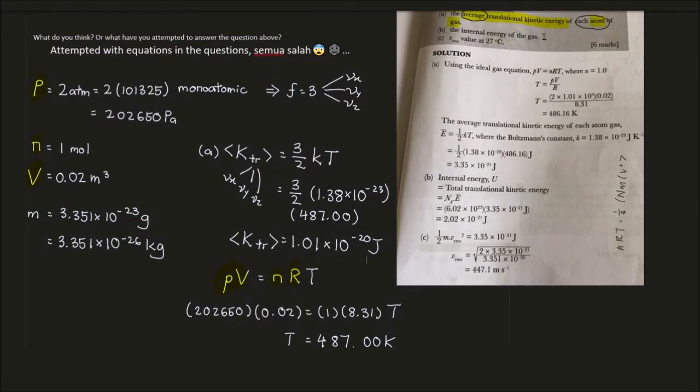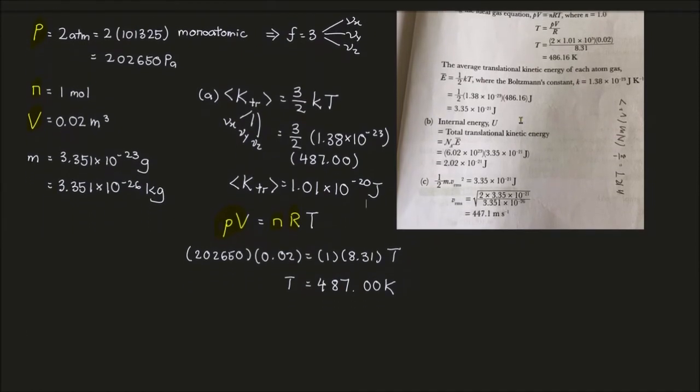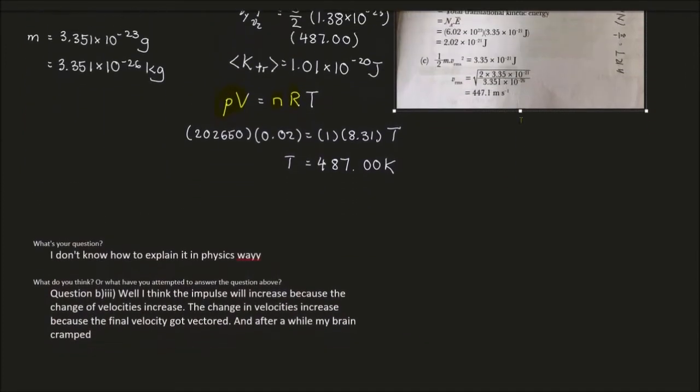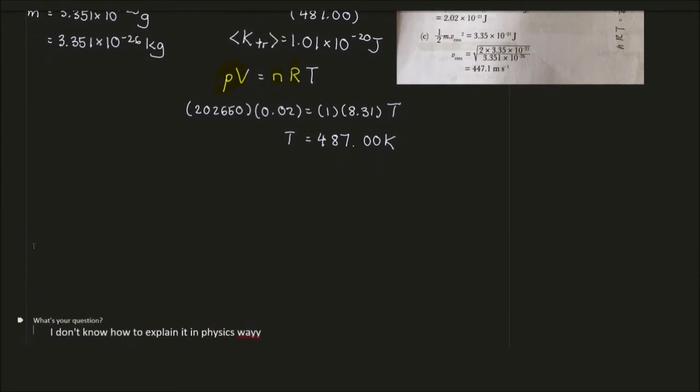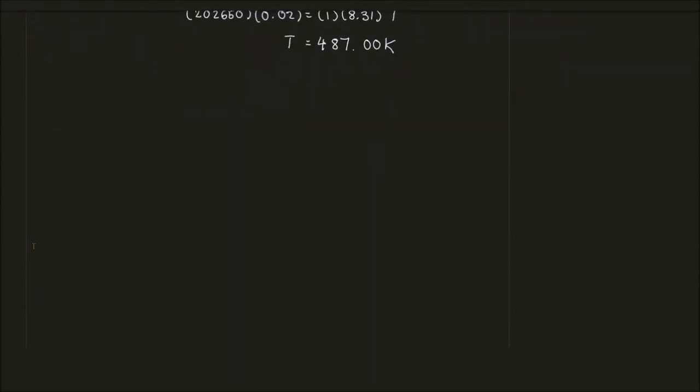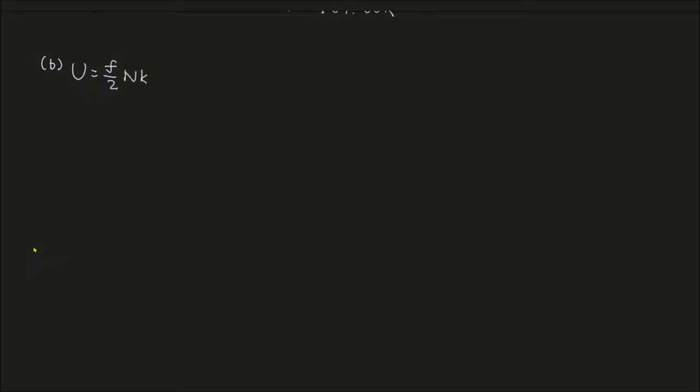B asks for the internal energy of the gas. Okay, so for B, they ask for the internal energy. Internal energy, you know that the formula should be F/2 NKT. So the F here represents the degree of freedom, which we just now say is equal to 3 for monoatomic gas. So this one is the number of gas atoms.